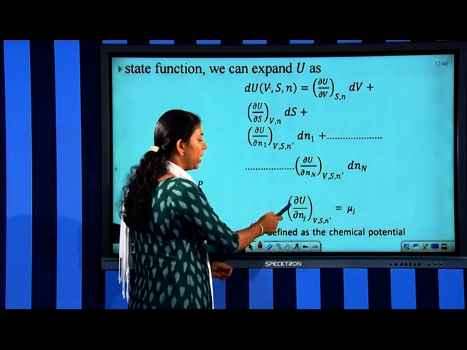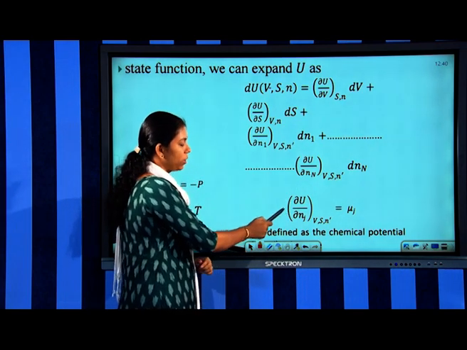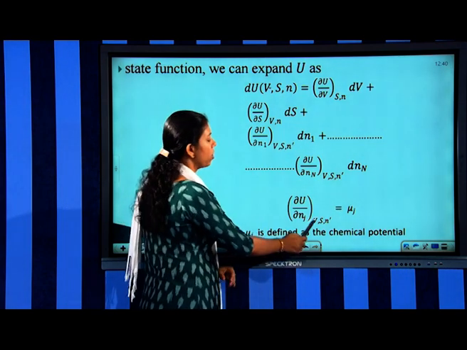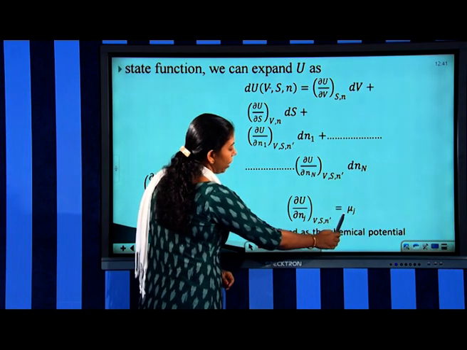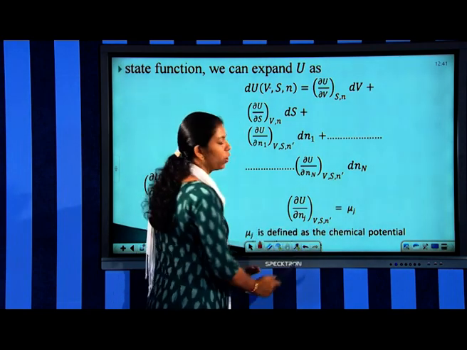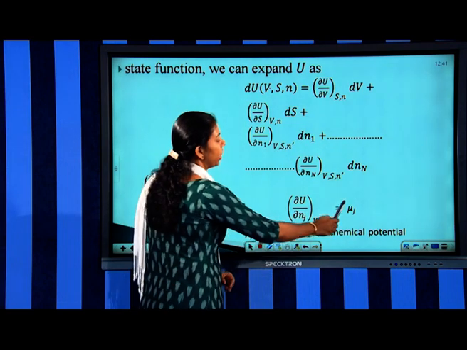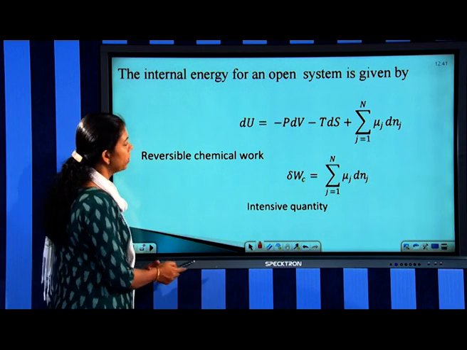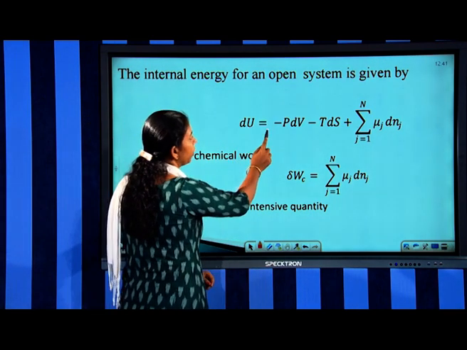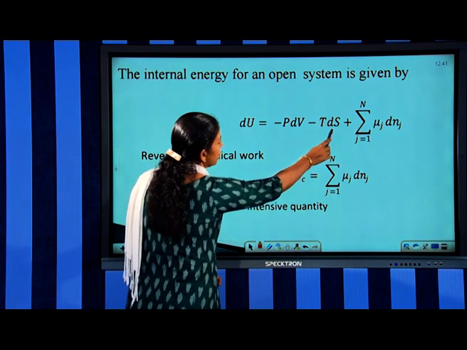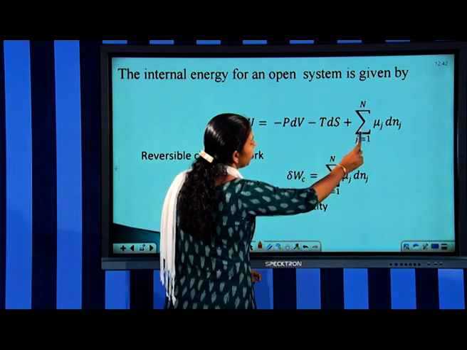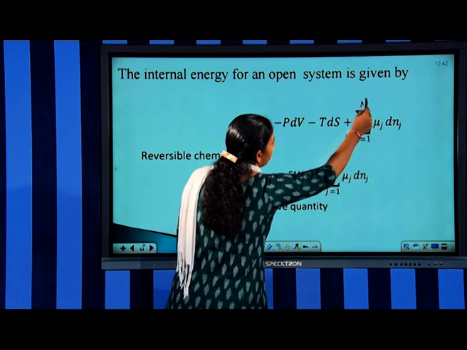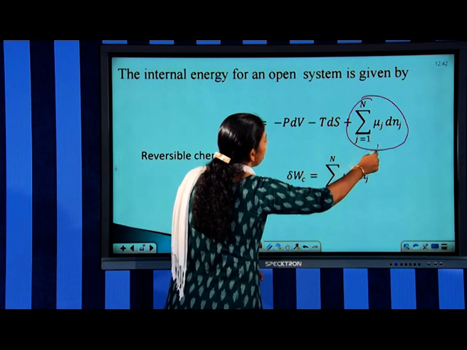Here the change in internal energy with respect to the number of moles of the system at constant volume and entropy is given as the chemical potential for the open system, and it is denoted by the letter μj. Thus, the internal energy for an open system can be written as dU is equal to minus P dV minus T dS plus summation of j equal to 1 up to n μj dNj. Here this term comes for the open system.